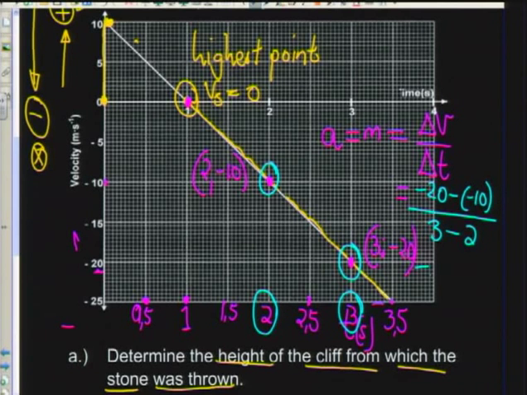So what do I have at the end? Minus 20 minus minus 10. This will be minus 20 plus 10, which is minus 10. Divided by 3 minus 2, it's a 1. So this gives us minus 10 meters. Now the unit, per square second.